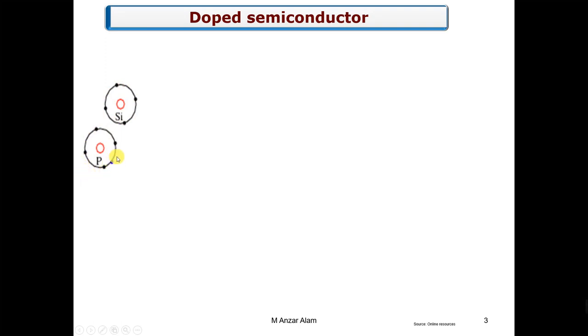And how and why are there free electrons? It's because of this phosphorus atom. So this phosphorus atom is said to be the electron donor. Okay. Because when we combine this one with silicon, there will be free electrons, and the free electron is due to the phosphorus atom. So that is why the phosphorus atom is known as electron donor.